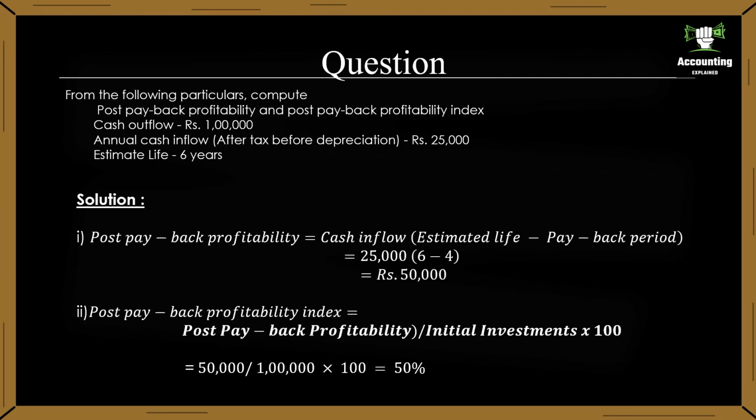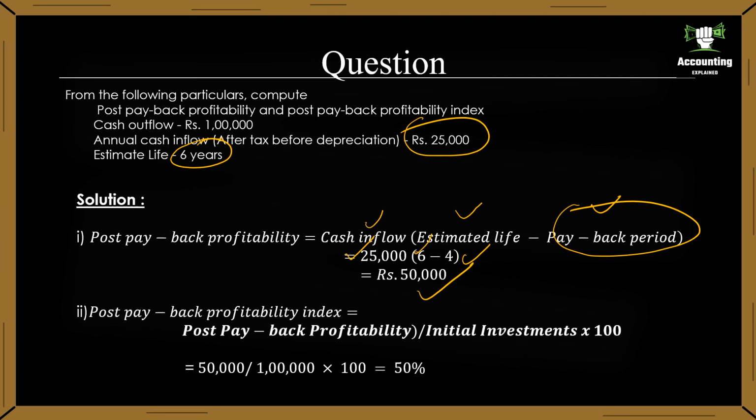First, let us find post-payback profitability. So post-payback profitability is cash inflow into estimated life minus payback period. What is cash inflow? Cash inflow is 25,000. Estimated life is 6 years. Payback period which we found only now is 4 years. So 25,000 into 2 is 50,000 rupees is the post-payback profitability.